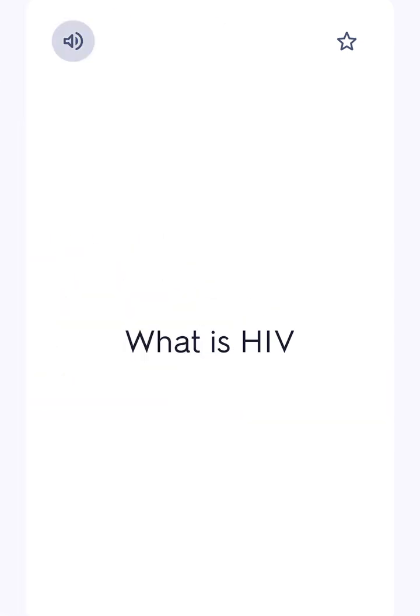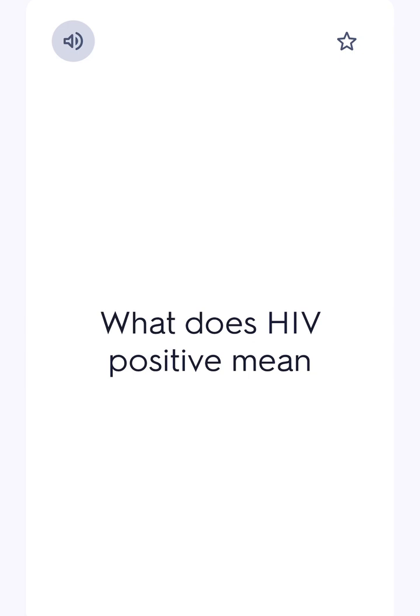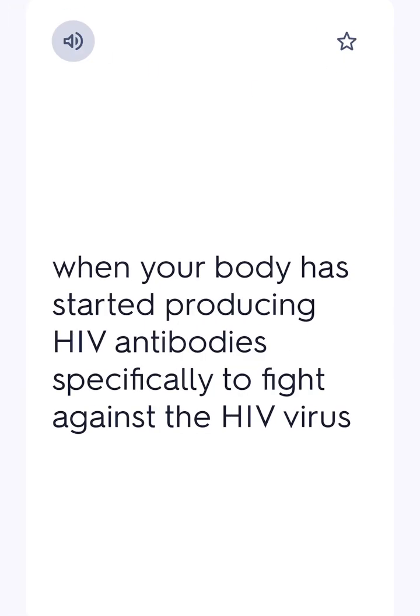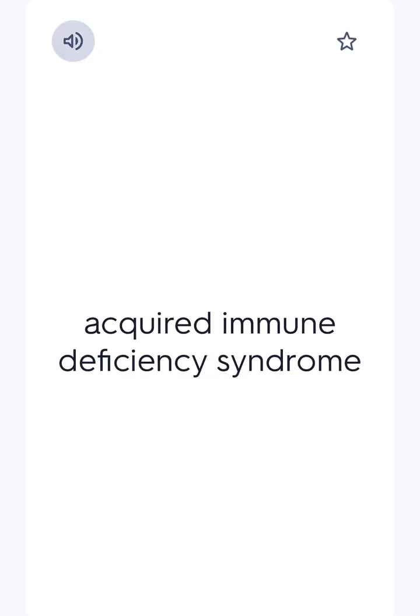What is HIV? A virus that attacks the immune system and causes an immunodeficiency. What does HIV positive mean? When your body has started producing HIV antibodies specifically to fight against the HIV virus. What does AIDS stand for? Acquired immune deficiency syndrome.